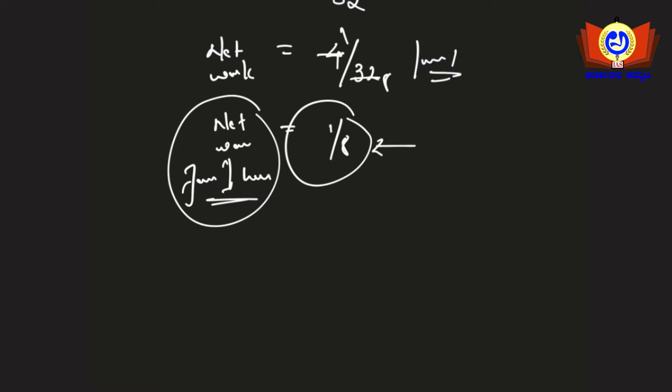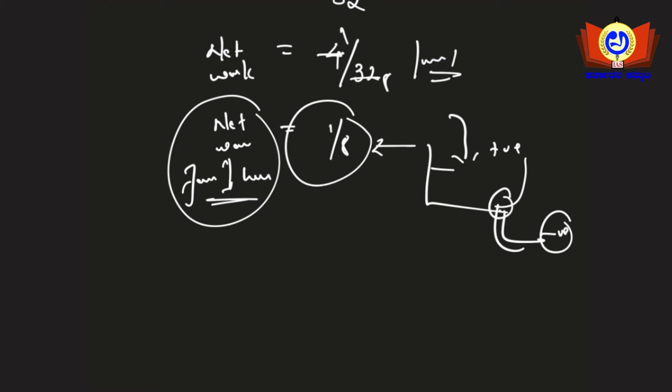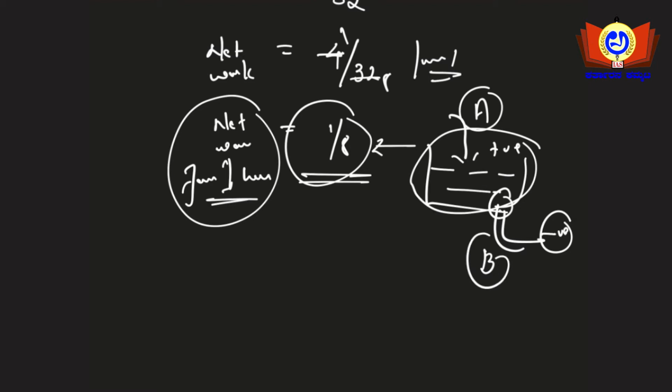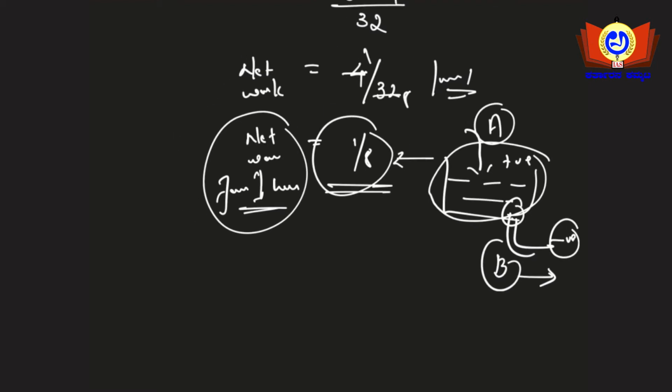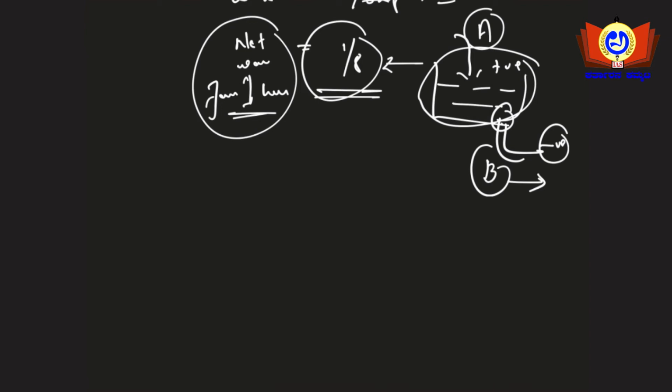Means when pipe A is filling, that is doing the positive work in the tank. Similarly, pipe B is doing negative work, that is the water is draining out from the tank here. So in 1 hour, 1 by 8 part of the tank will be filled if pipe A is filling the tank and pipe B is simultaneously emptying the tank. 1 by 8 part of the tank will be filled in 1 hour. So total time will be obviously 8 hours.